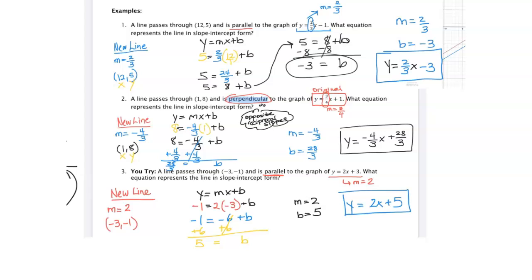And here you have your answer. The new line, based on the information they gave you, is parallel to y equals 2x plus 3. The original line has a slope of 2, so your new line has the exact same slope, 2. And it also goes through the point (-3, -1). When we plug everything we have, our y, our m, and our x, into our equation, we solve for b, and we get that b is equal to 5. So that means our new line has a slope of 2 and a y-intercept of 5. So our equation is y equals 2x plus 5. And you're done.